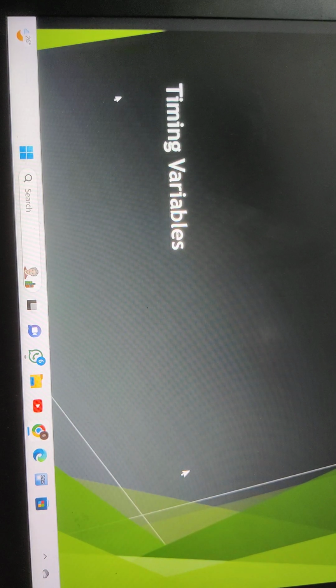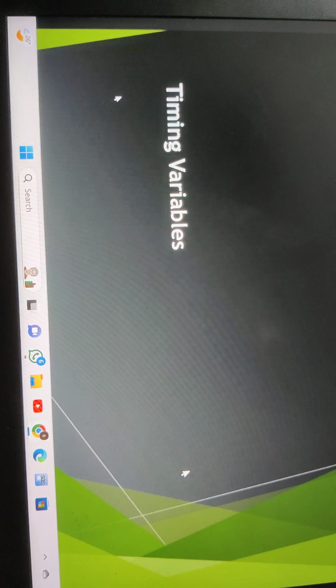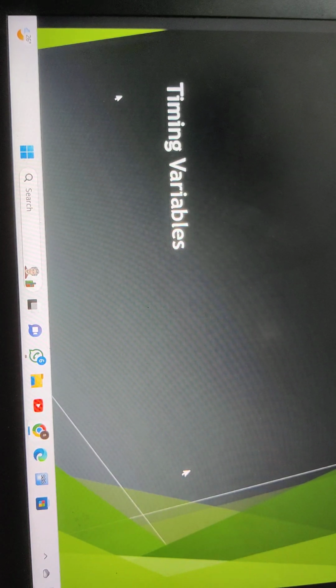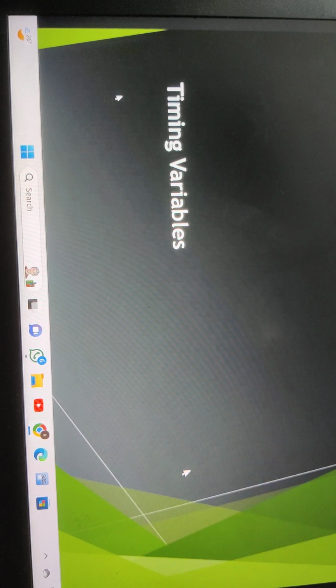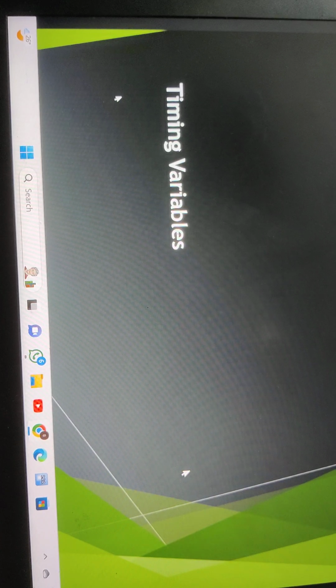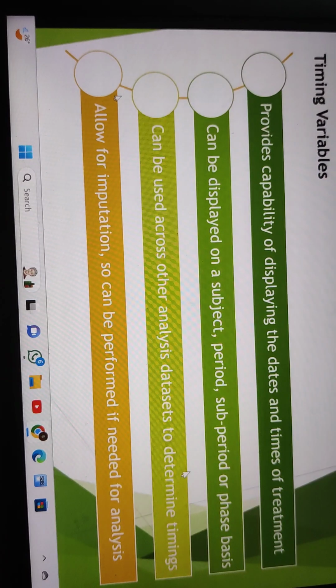Next, those are the treatment variables, now the timing variables. Timing variables are very important if you want to derive durations or anything else, for example when it was captured, what the duration is, when it was started, when it was ended. That all depends on the time points. So all of this is under the timing information. We'll see what kind of timing variables we will have in the ADSL.